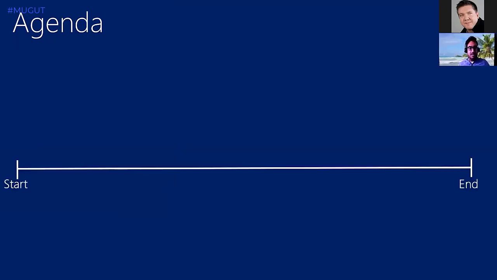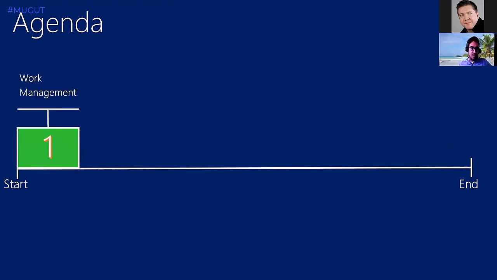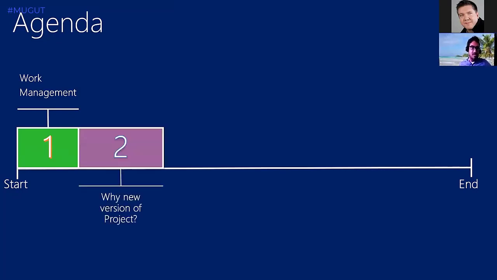So let's talk through the agenda. The good news is there's going to be a start and there's going to be an end. I'm not going to talk forever, which is a relief for many people. We'll talk about work management. What is work management? Why do I call it work management versus project management? And why do we need a new version of Project? And why do we need a webinar about it?